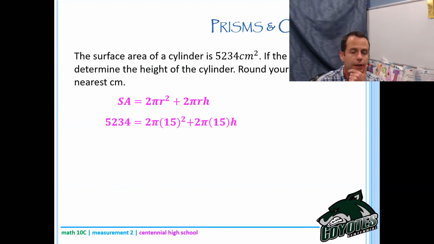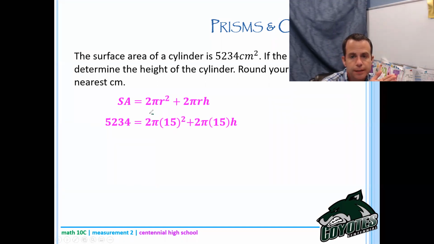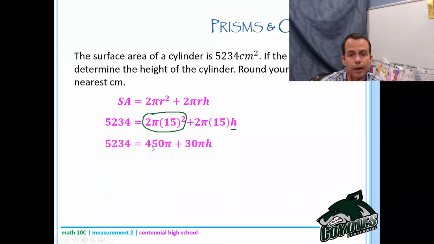Okay, now you got to be careful with this one. This is probably the hardest algebra I can give you in this unit. You need to see that this right here is just a number. And in order to solve for h, I'm going to have to get rid of that whole number, which means whatever that number is, I'm going to have to subtract it from both sides. Okay. So I just went 15 squared times 2 to get the 450. Now I'm going to subtract 450 pi from both sides.